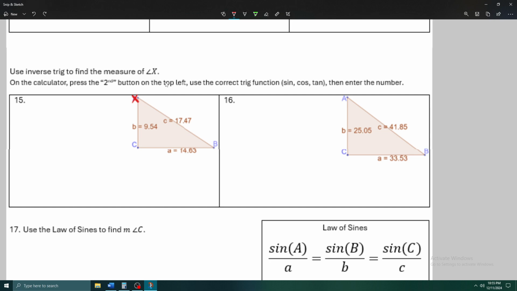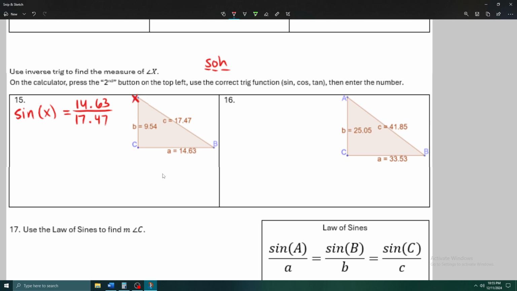Okay, so angle X is right here. I can actually do anything I want. I can use the inverse sine, I can use the inverse cosine. Let's just use sine, that's kind of the default. So I know that the sine of angle X is going to be opposite over hypotenuse, SOHCAHTOA. So let's find our opposite side. In this case, it is 14.63 over our hypotenuse, 17.47.